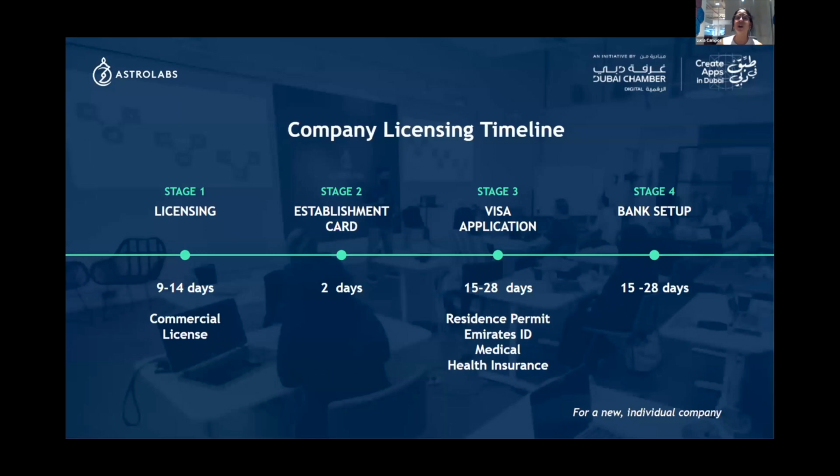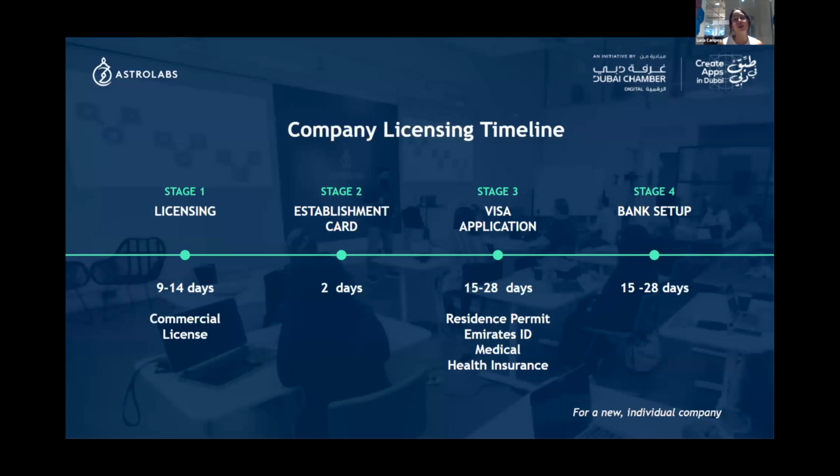Now, in terms of the company licensing timeline, bear in mind that this is going to vary on many factors. One of them being if you set up in a mainland versus a free zone, and depending on the free zone, they're all going to have their different timelines and their different requirements. Now, for DMCC, if you're setting up a new individual company, this is what the timeline is going to look like. It'll take you around 2 weeks to get your commercial business license.